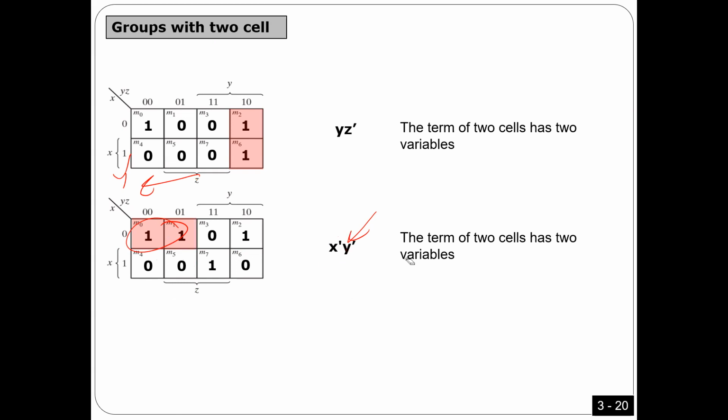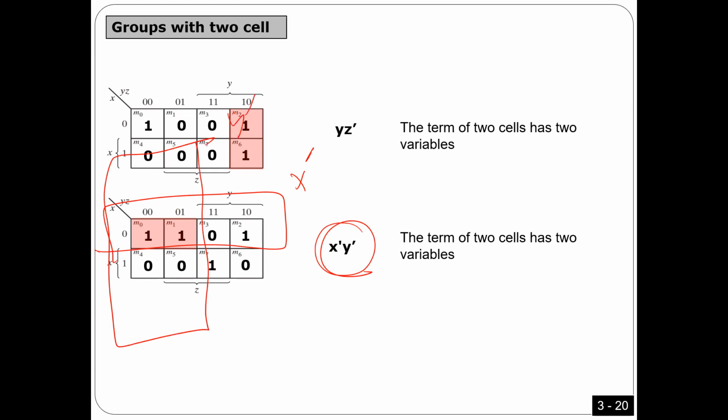Again, if you don't believe me, if you get the intersection, this is X prime, and this is Y prime. The intersection will give you these two.